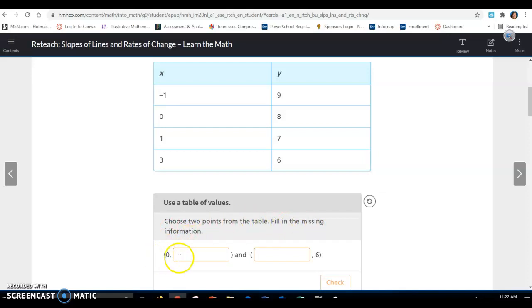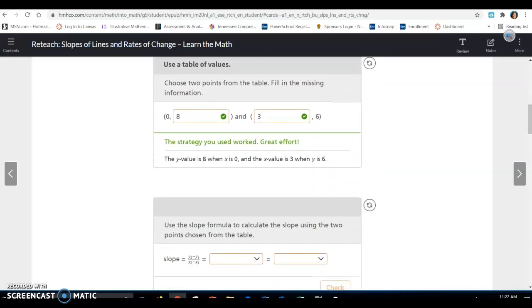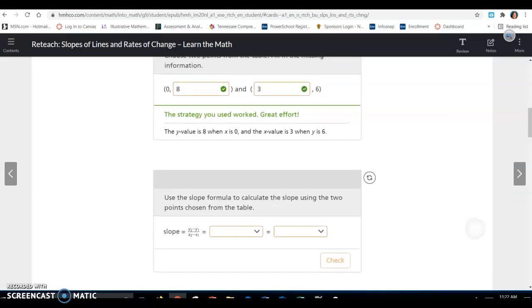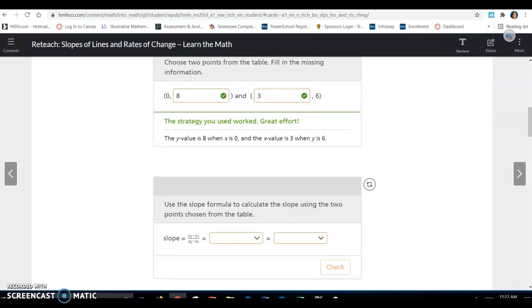So it says 0, and then something. What goes with 0? Our point 0 goes with 8, so 0 is our x, 8 is our y. And on this second point, it gives us the y value of 6, so that has a value of 3 for the x. First we're just locating the ordered pairs given the table. Then they want us to use those points in the formula.